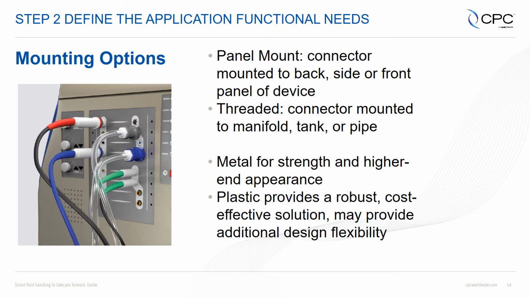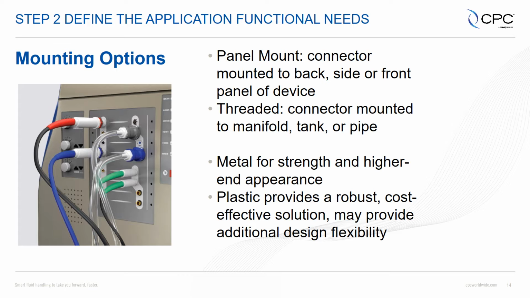The other typical way to mount is with a thread, and it might be a pipe thread in a manifold or a tank or at the end of a pipe. And in this case, a lot of times we'll get into the discussion of metal versus plastic. Metal is going to provide higher strength and also a higher end appearance, particularly if the equipment or application uses metal and stainless steel. But plastic provides a robust, cost-effective solution, and it gives us additional design flexibility.